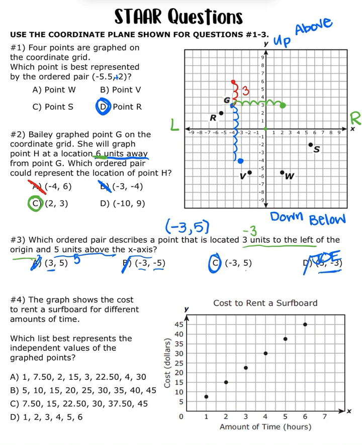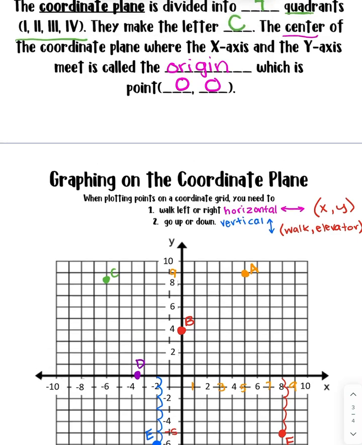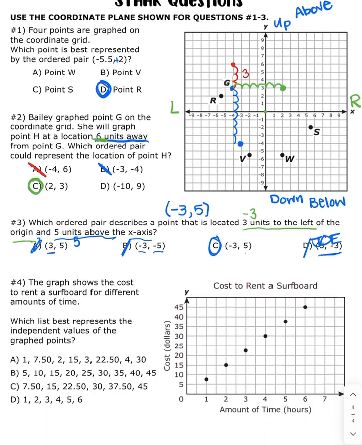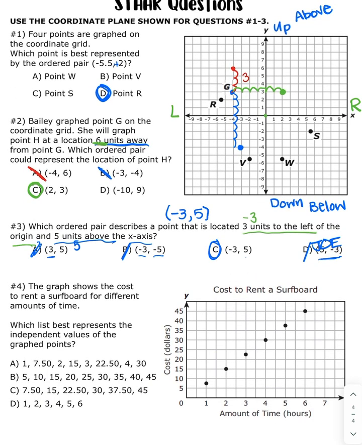All right. Last question down here at the bottom. The graph shows the cost to rent a surfboard for different amounts of time. Which list best represents the independent values? Independent. So we talked about independent in part 1. So let's go back up to the front. Okay. Independent was right here. That is my X horizontal values. So let's look. I need my X horizontal values. So again, if we see independent, that means X. Our X is independent because we don't like them anymore.